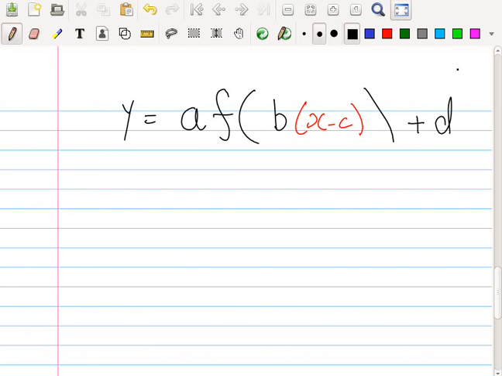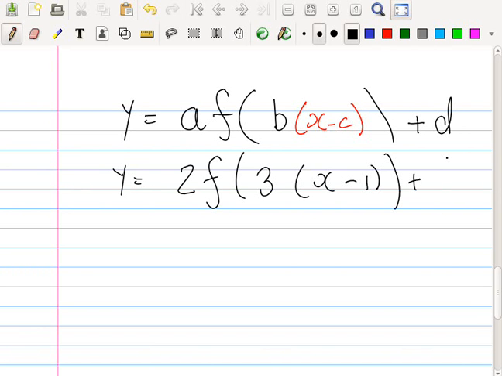Okay, so like for example, let me see. Yeah, no, maybe we won't do one just quite like that just yet. Okay, so let me pick something smaller. So if I say y equals 2 f(3(x minus 1)) plus 4, and we want to figure out how the graph changes if we plot this instead of the original y equals f(x).